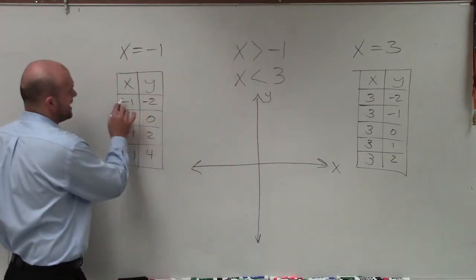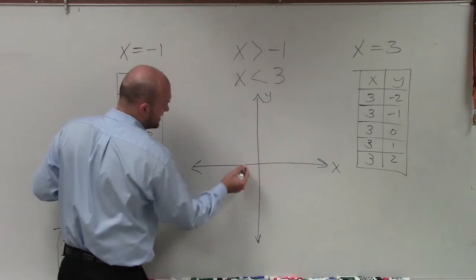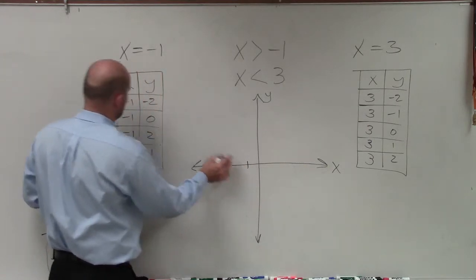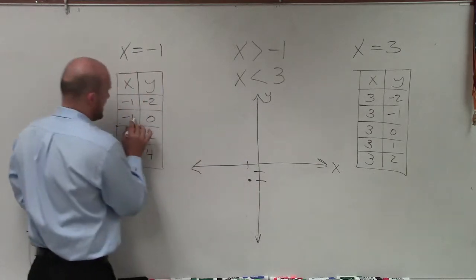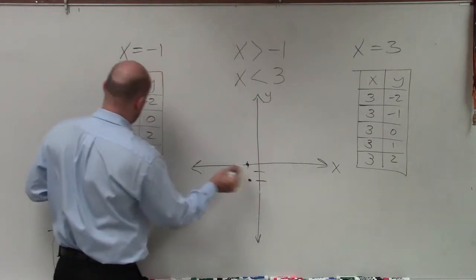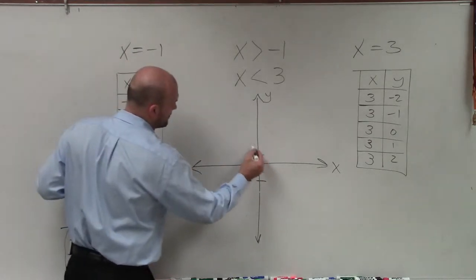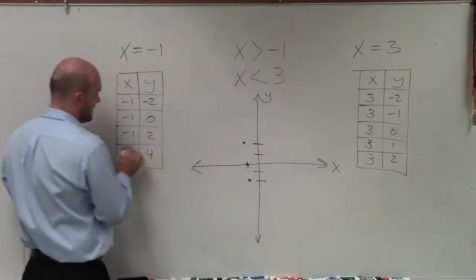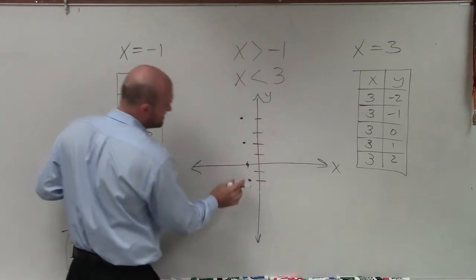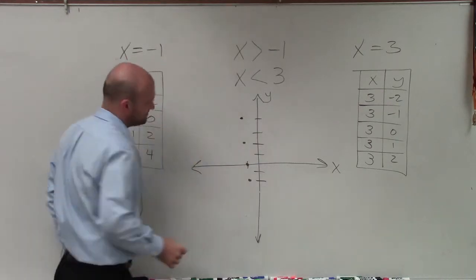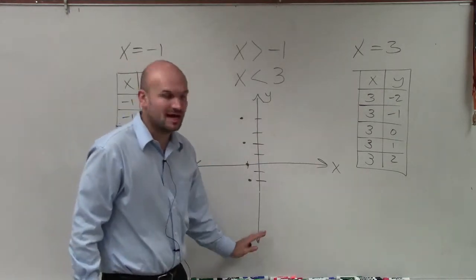So therefore, x is always equal to -1. So here's my x-axis. So at x equals -1 right here, and then y is equal to -2, that's one point. At -1, y is 0 right here. At -1, y is 2, that'll be the point there. And at -1, y is 4. 1, 2, 3, 4. So you can see these dots, even though it doesn't really look that nice, are created in a vertical line.